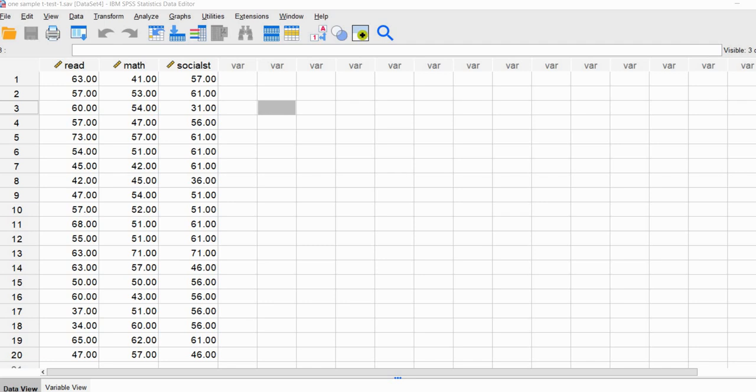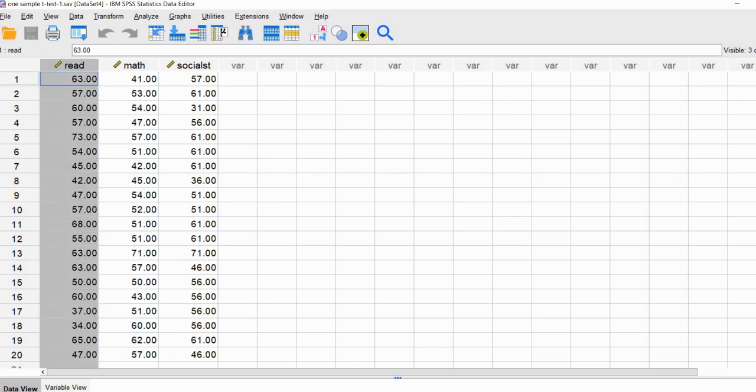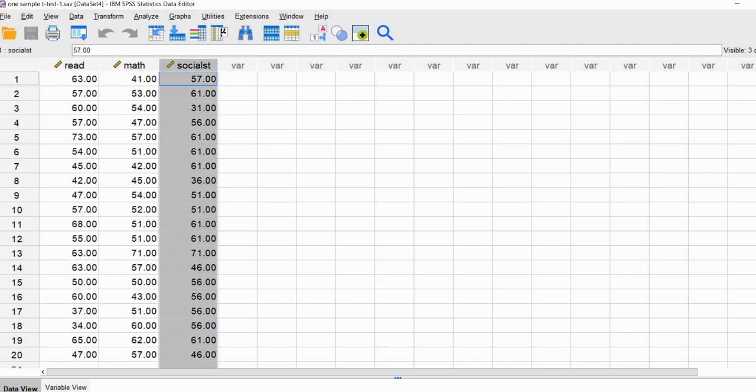Briefly, let's take a look at our data. We have fictional data from 20 students. Basically, we have reading scores, math scores, and social studies scores. And what we're going to be doing is comparing the mean reading, math, and social studies scores in separate analyses against a hypothetical population mean.